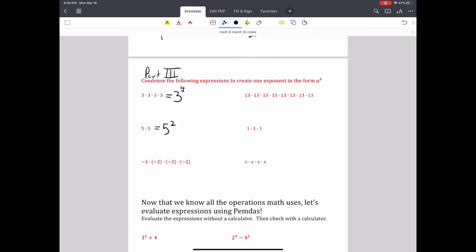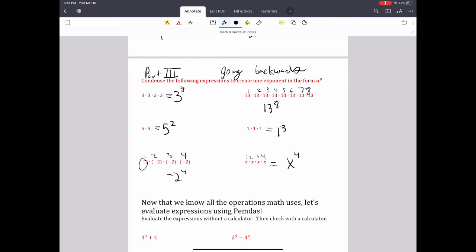Go ahead, pause the video, and try the rest of these. So we're going backwards. All right, so for this one, you should get -2 to the 4th. You're multiplying -2 by itself 1, 2, 3, 4 times. This one, you're multiplying 13 by itself 4, 5, 6, 7, 8 times. This one, it's 1 cubed. And this one, you're multiplying x by itself 4 times.